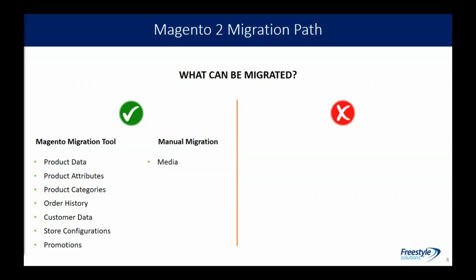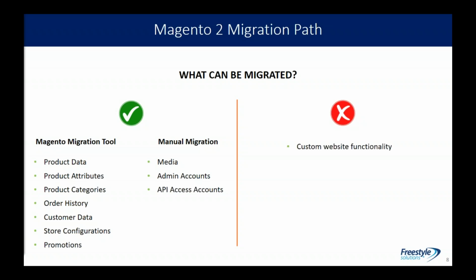For the manual migration, those are things like any media you may have. If you have PDFs or images that are part of your product descriptions, if you have custom imagery or icons on your homepage, those just have to be manually moved from one folder structure to the other. The other are any admin accounts that you may have set up in the system. And lastly, any API access accounts for third-party integrations. Those just need to be reset up in the new Magento 2 system.